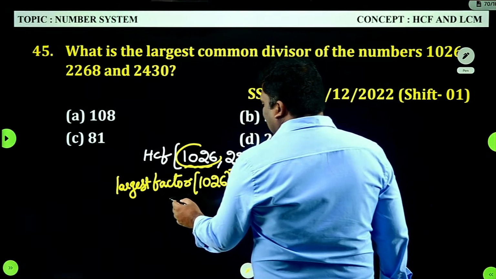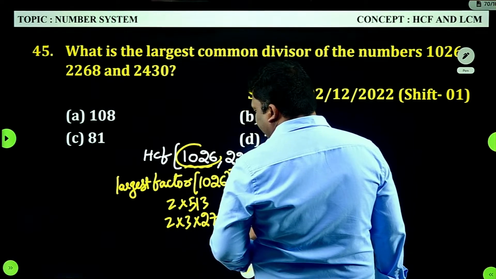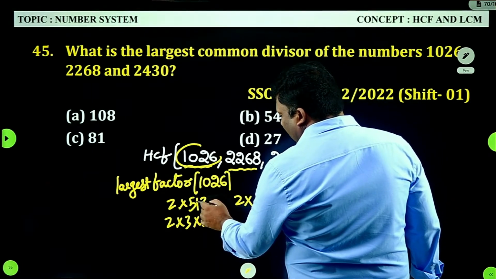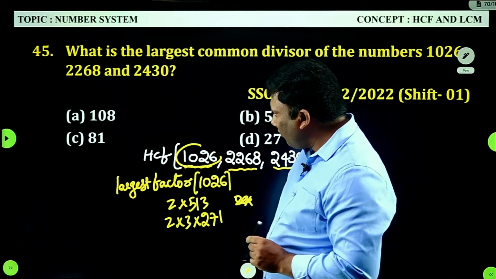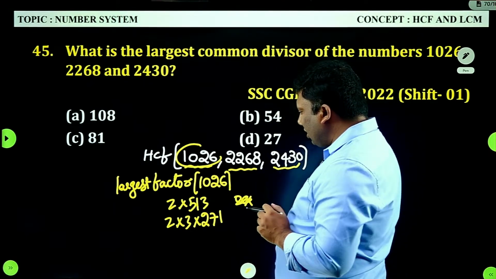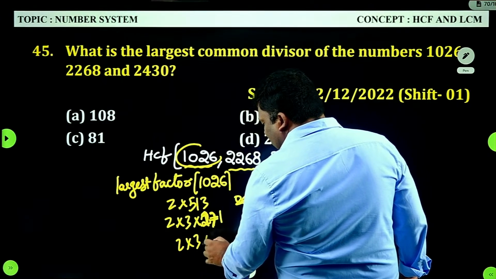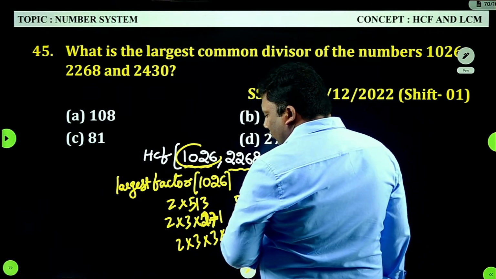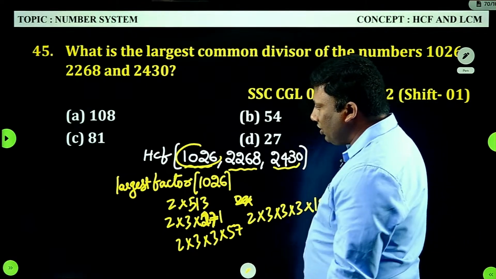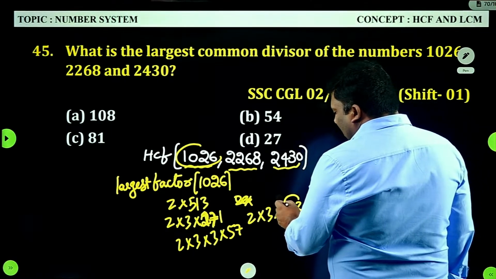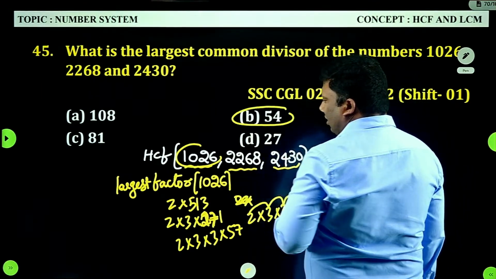Now 1026 is 2 into 513, and 513 is 3 into 171. 171 is 3 into 57, and 57 is 3 into 19. So it is 2 into 3 into 3 into 3 into 19. 3 threes are 9, 9 threes are 27, 27 twos are 54. The largest number is 54.